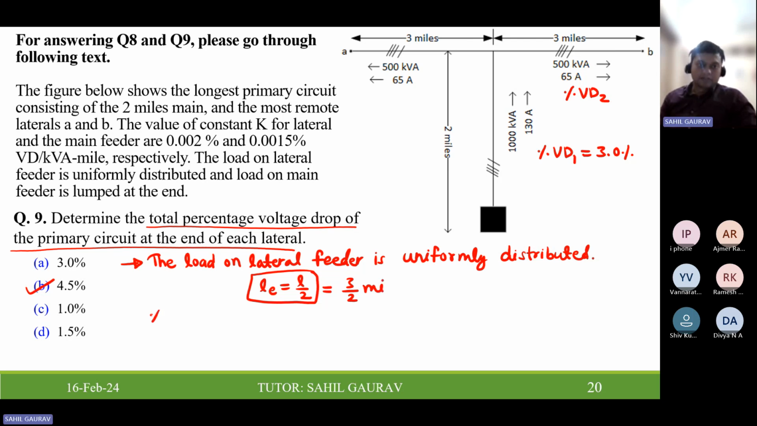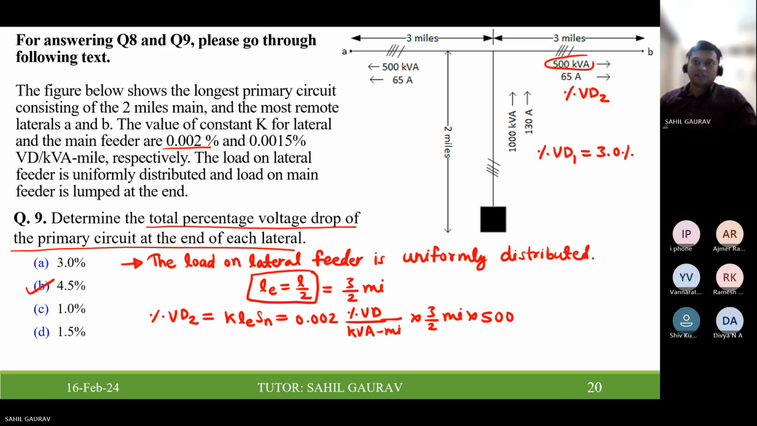Now for this we have considered percentage voltage drop 2. So K into LE into SN. K for the lateral is 0.002% voltage drop per kVA mile, and LE is 3 divided by 2 mile, and this SN is 500 kVA, as given here. So this will come out at 1.5%.